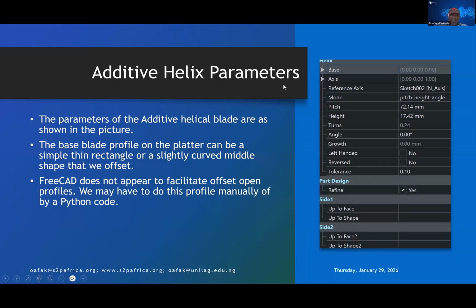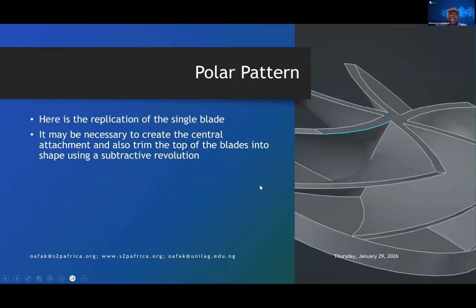The additive helix parameters. The parameters of the additive helix blade are as shown in the picture. The base blade profile on the platter can be a simple thin rectangle or a slightly curved middle shape that we offset. FreeCAD does not appear to facilitate an offset of open profiles. We may do this profile manually or by using Python code. So this is a case where I've made a pattern of six replicas of that blade around the circle.